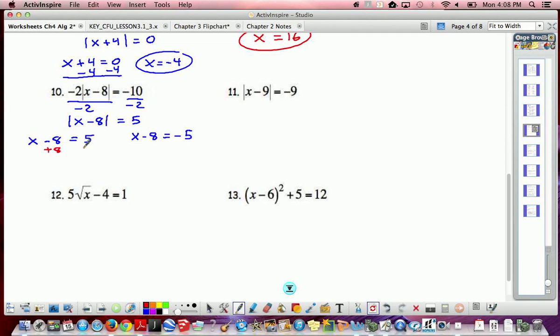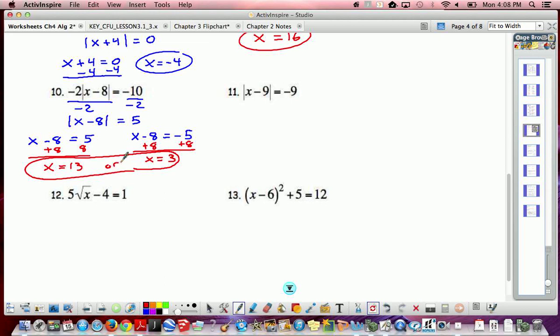So I add 8 to both sides, so x equals 13. Add 8 to both sides, x equals 3. So in this one here, we have 2 solutions. Now you can check both of them.